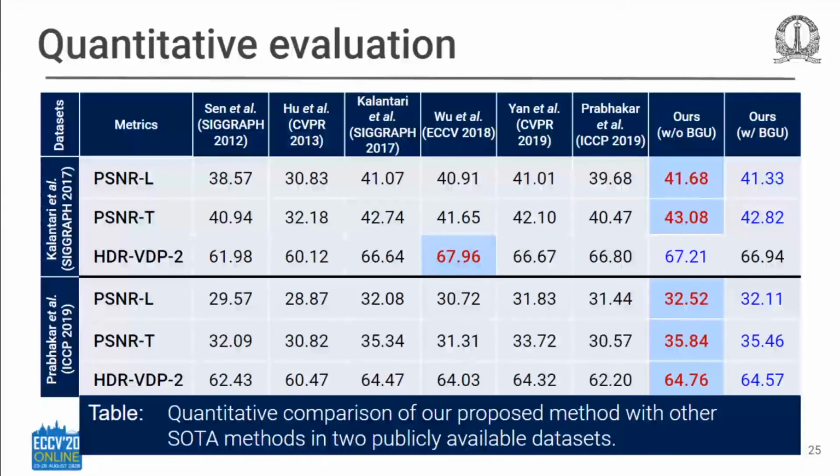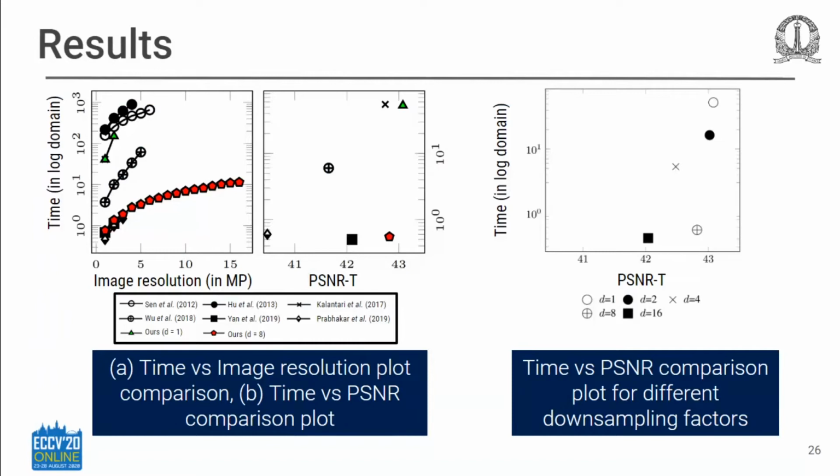We compare our proposed method against 7 existing methods in 2 publicly available datasets using 3 full reference image quality assessment metrics. We observe that our proposed method with BGU for a downsampling factor of 8 performs better than almost all methods in both datasets. Additionally, we present results for another variation of our model without using BGU. From the results reported in the table, we see that the network trained with D equal to 1 shows better performance than all other methods in all 3 metrics for both datasets.